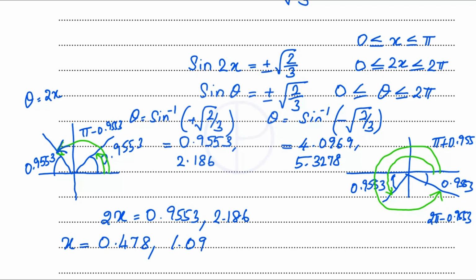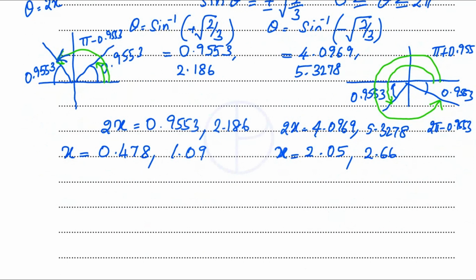I have corrected to 3 significant figures, and here 2x equal to 4.0969 and 5.3278. So what is x? x is 4.0969 divided by 2, which is 2.05, and 5.3278 divided by 2 is 2.66. So these are the four solutions.